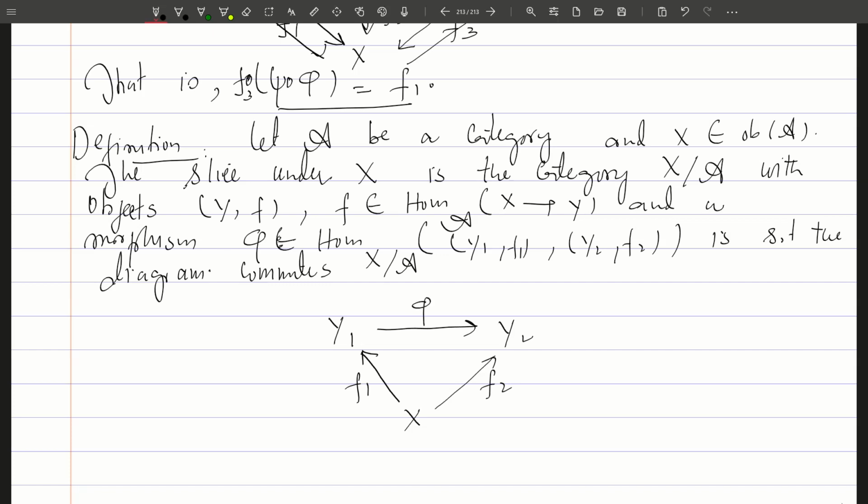Now this morphism is such that this diagram commutes. That is, f2 composite with phi is f1. So one can, in similar fashion as we did in the slice over category, where we defined the identity map and the composition, verify those things in this dual notion of this category.